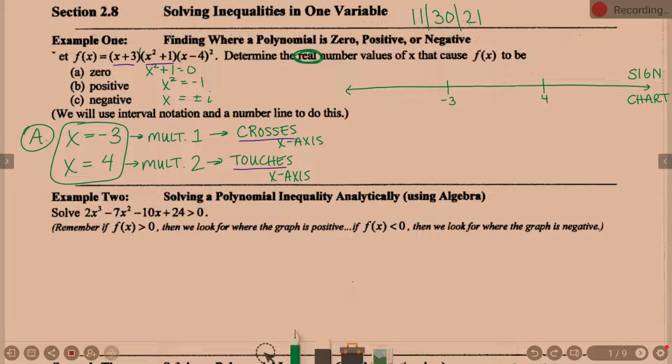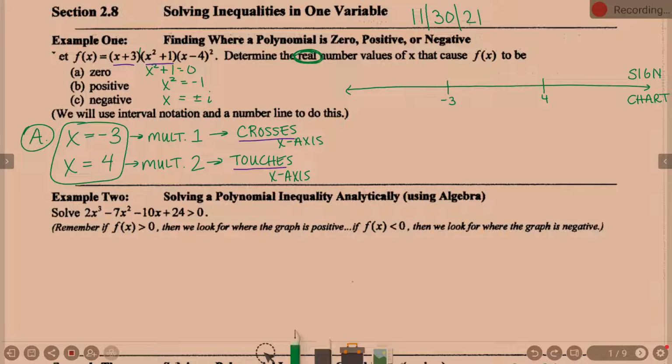We did a little review. Remember multiplicities? Multiplicities come from our powers. So x equals negative 3 has a multiplicity of 1 because the power on that factor is 1. x equals 4 has a multiplicity of 2 because it's a power of 2 on that factor. And then we talked about what the multiplicity means and the fact that an odd multiplicity, a multiplicity of 1, says we're going to cross the x-axis. An even multiplicity, so multiplicity of 2, says it's going to touch the x-axis.